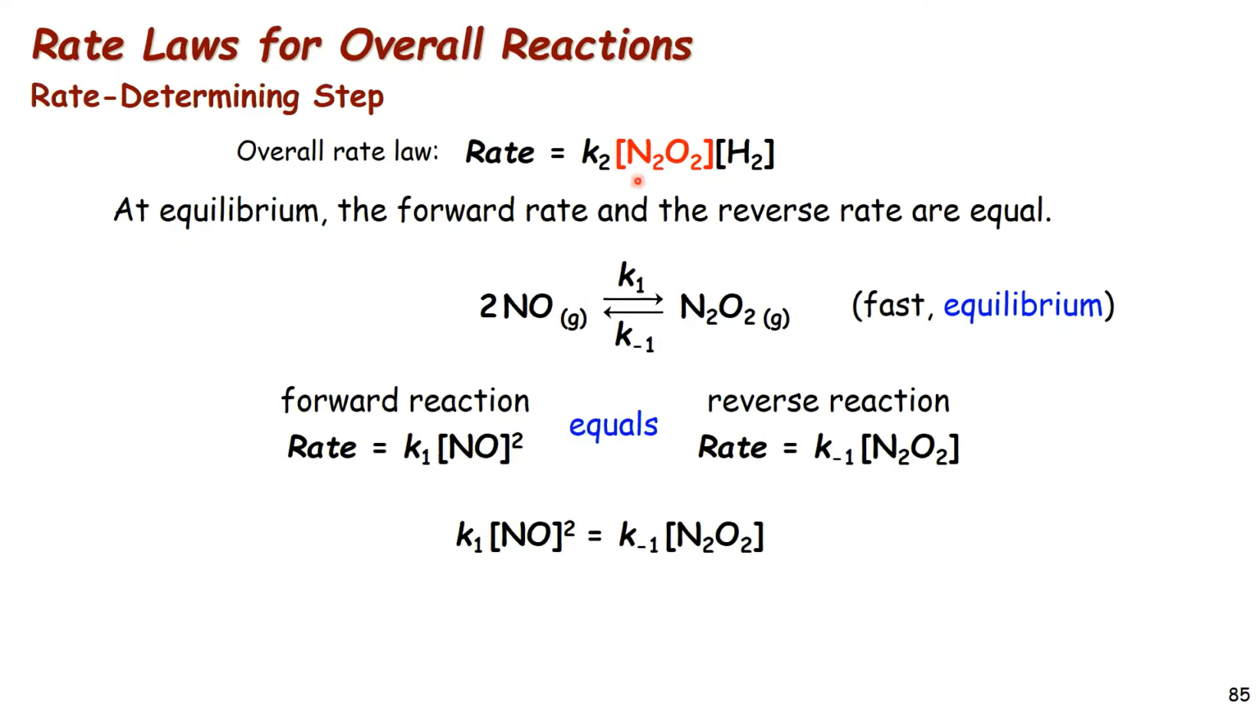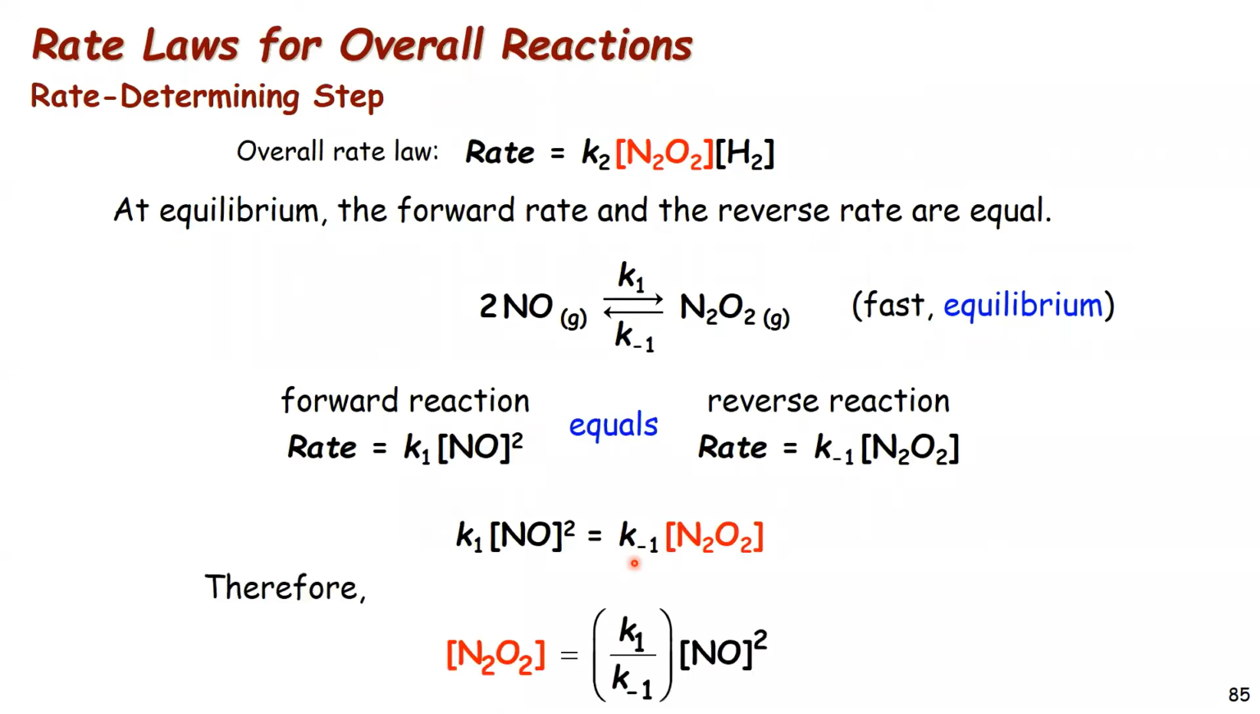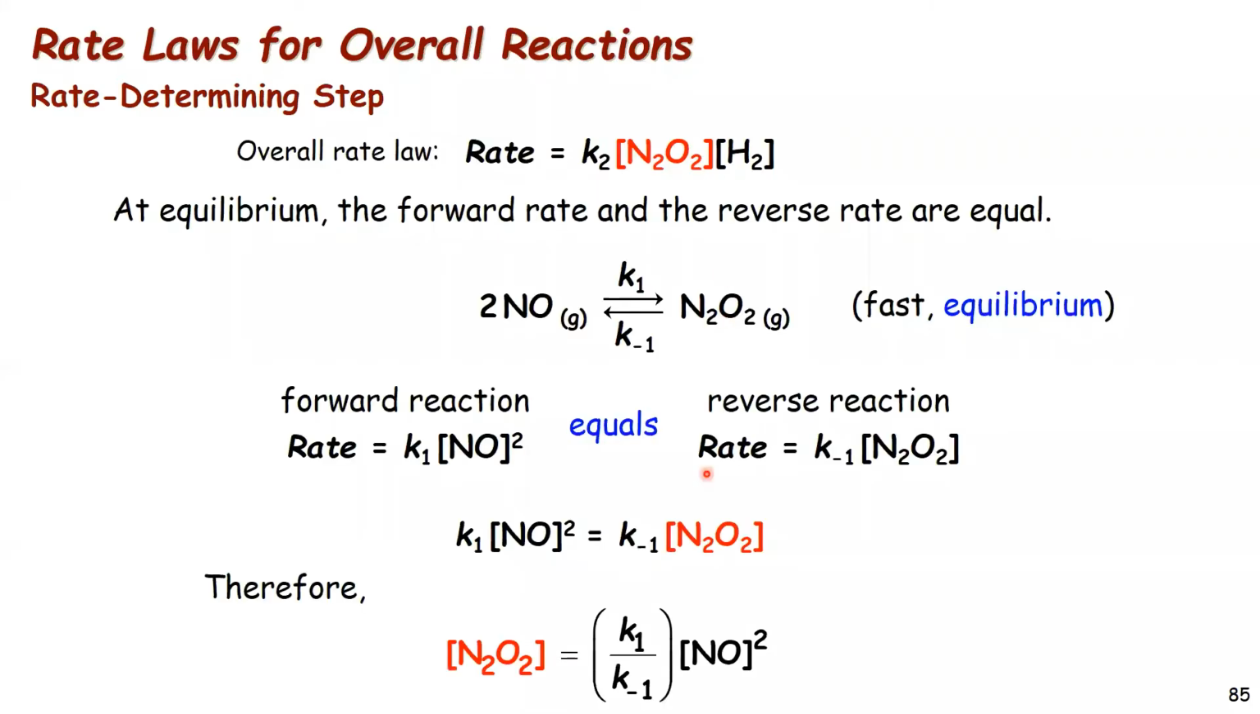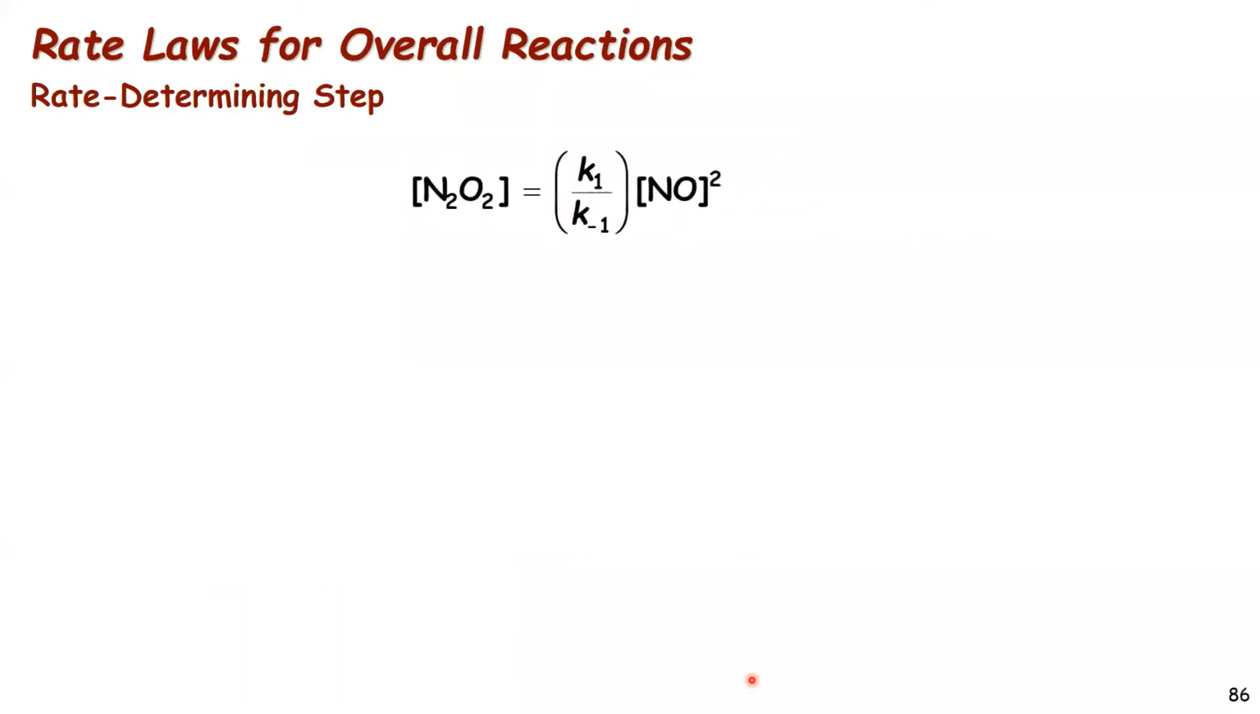Now, again, remember what we're trying to do. We're trying to get rid of the N2O2. So we're now going to rearrange this equation to solve for N2O2. We're just going to divide both sides by K minus 1. Okay, so there it is. Now we could substitute this for this. That's all I did: I took this and replaced this with this.